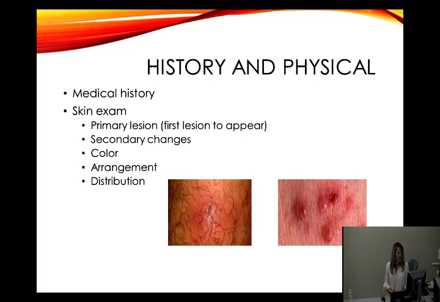So with a skin exam, you're going to be looking for some specific things, and the first thing you're going to look at is the primary lesion. And the primary lesion is typically the first lesion that appears. Then you will start to look at some secondary changes of the skin, making note of the color of the rash and the surrounding skin, arrangement of the rash, and distribution of what you're looking at.